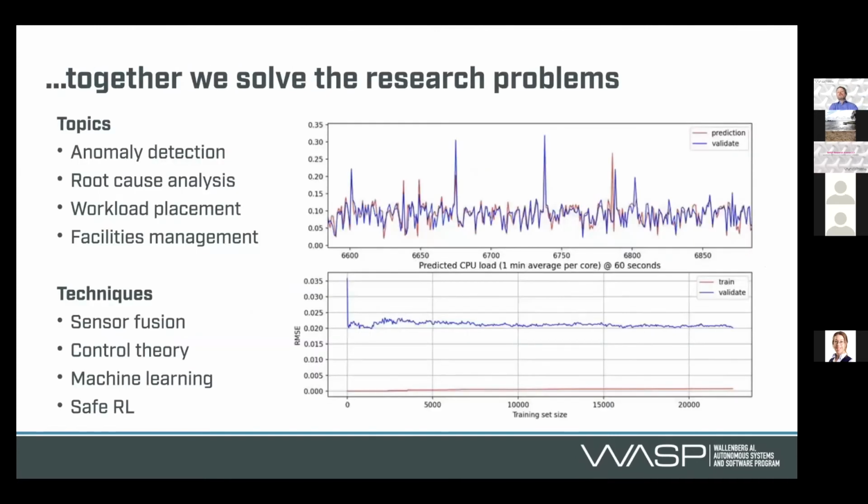And then we look into different kinds of AI-related research problems, like anomaly detection, root cause analysis, and efficient workload placement. There are a number of very interesting AI and autonomy problems to be solved in this, and there are lots of nice industrial applications to make use of this.